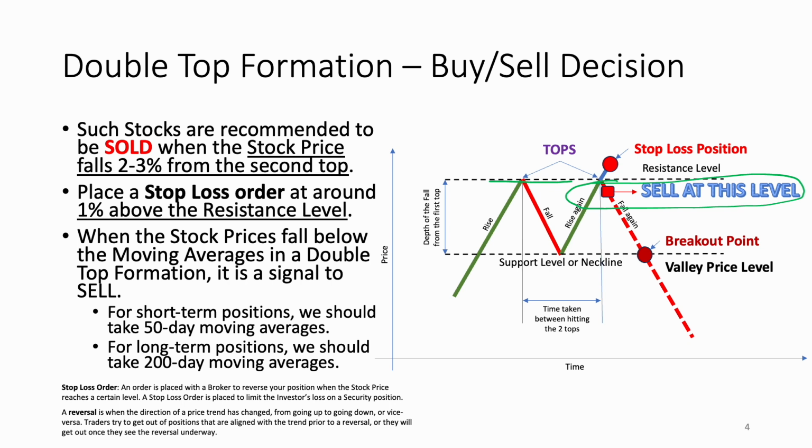Now, when the stock price falls below the moving averages, like if we take the moving averages of the stock, it may form a line like this. And if the stock price falls below the moving average line, then we should definitely sell the positions for the stock. For taking the moving averages, if it's a short term investment period, then we should take 50 days moving average. And if it's a long term position, then we should take 200 days moving average.